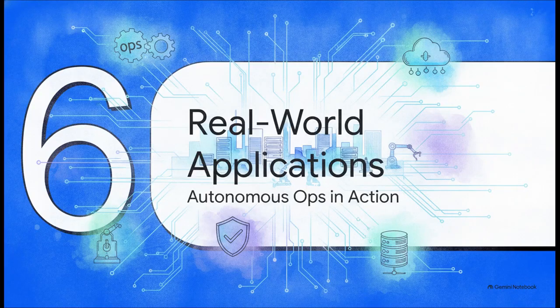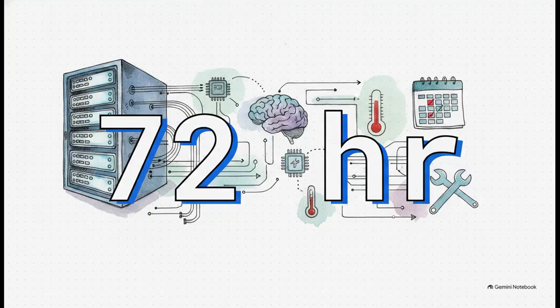Finally, Section 6, Real-World IT Applications, Autonomous Ops in Action. Let's put this into practice. Imagine deploying predictive maintenance by training models on server telemetry. You feed it CPU loads, disk I/O, temperature data, and suddenly you're getting a massive 24 to 72-hour lead time before a hardware failure actually happens. You're shifting your whole team from running around with their hair on fire during unexpected outages to just calmly scheduling a maintenance window days in advance. That is a real game changer.